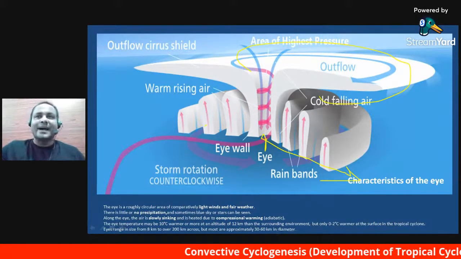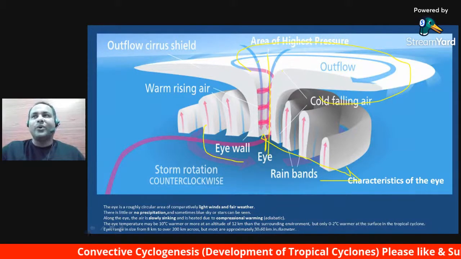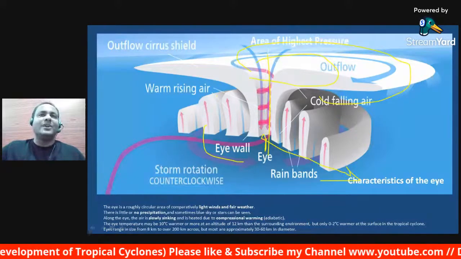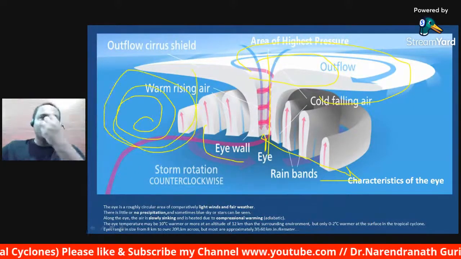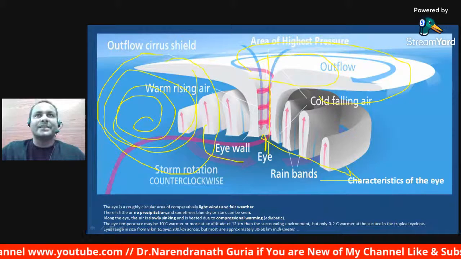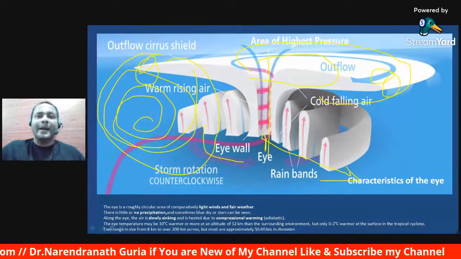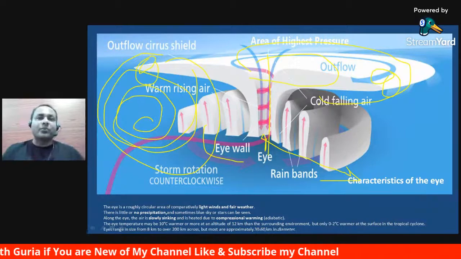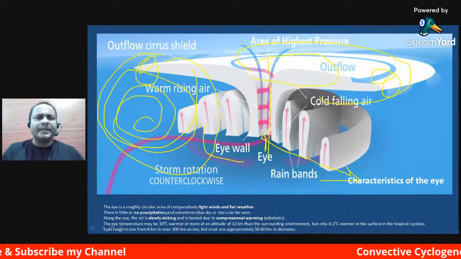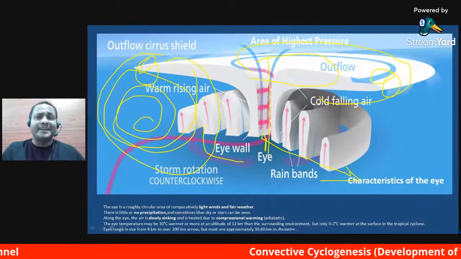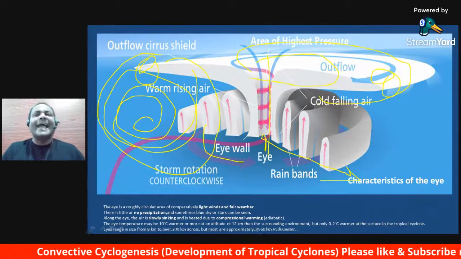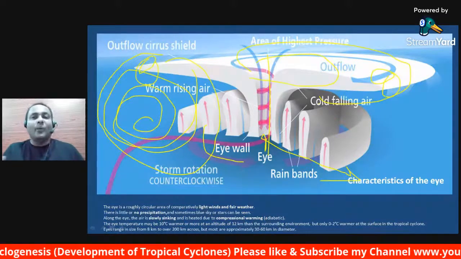In this case there is the eye well, and it is the eye and the flow. In the Indian Ocean, basically the Bay of Bengal, when the cyclone forms, there is an anti-clockwise flow, and outflow in this dangerous outer portion of the cyclone. This is the dangerous portion. But the eye is a roughly circular area of comparatively light winds and fair weather. Sometimes there is little or no precipitation, and sometimes blue sky, and stars can be seen. And in the eye the air is slowly sinking and is heated due to compressional warming, adiabatic.